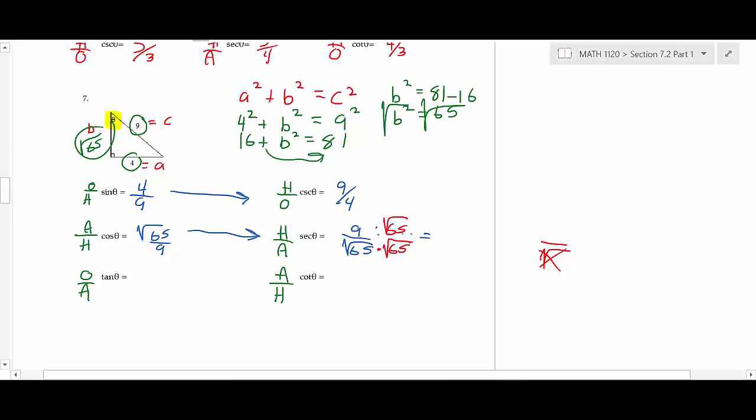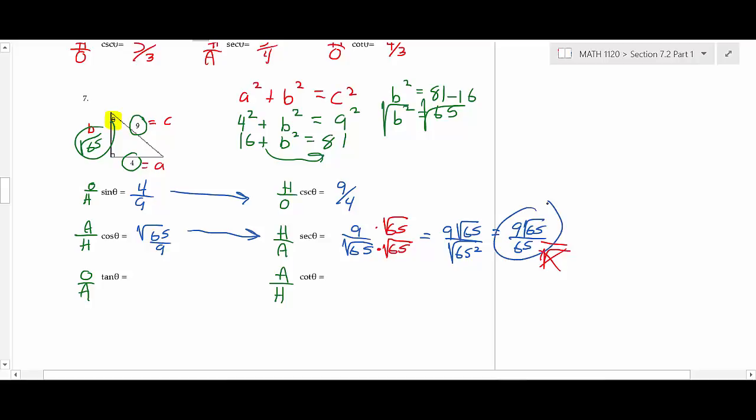So what you would have is the numerator is just 9 times square root of 65, okay? And you leave it like that. And then the denominator is really the square root of 65 squared, okay? But what is the square root of anything squared? Itself. So the radical comes off, and that's what we want. So what you would end up having is the answer I would want for the secant is 9 times the square root of 65 over 65. Okay, that's what we do with rationalized denominators.